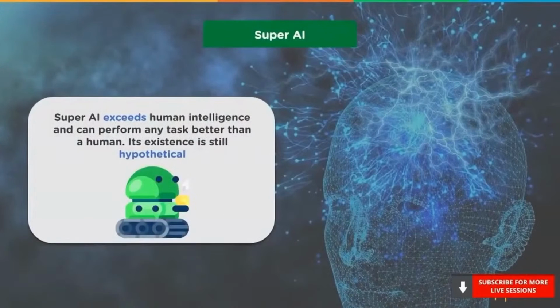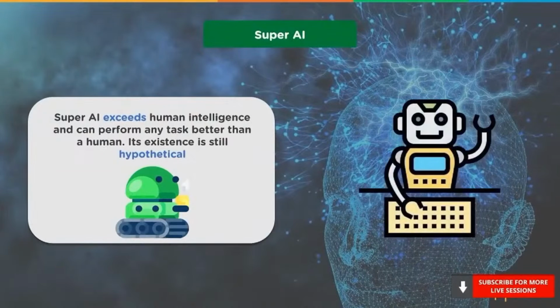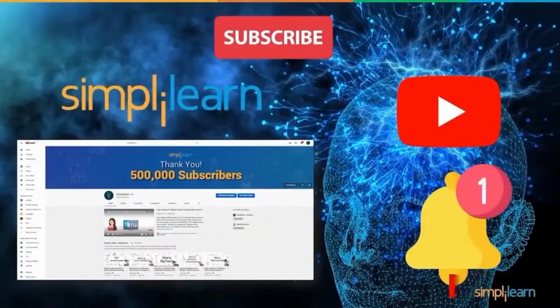Third in the list of AI that is based on capabilities, we have Super AI. Super AI exceeds human intelligence and can perform any task better than a human. The concept of artificial superintelligence sees AI evolve to be so akin to human emotions and experiences that it doesn't just understand them, it evokes emotions, needs, beliefs, and desires of its own. Its existence is still hypothetical. Some of the key characteristics of Super AI include the ability to think, solve puzzles, make judgments, and make decisions on its own.